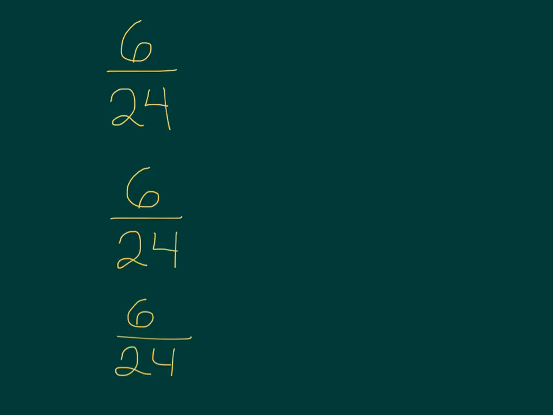So now let's try 6/24. I want to put 6/24 into simplest form. So I'm going to work with the top fraction here, 6/24, and think, what divides evenly into 6 and 24? 2. So I can divide 6 and 24 by 2. So 6 divided by 2 is 3. 24 divided by 2 is 12. But 3/12 is not in simplest form. I can divide the numerator and denominator by 3.